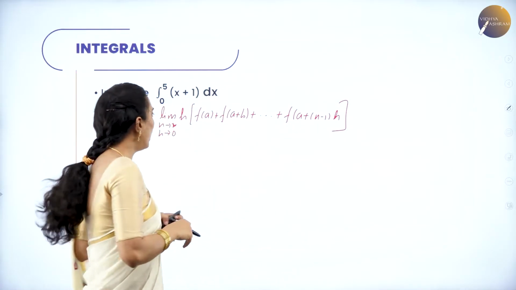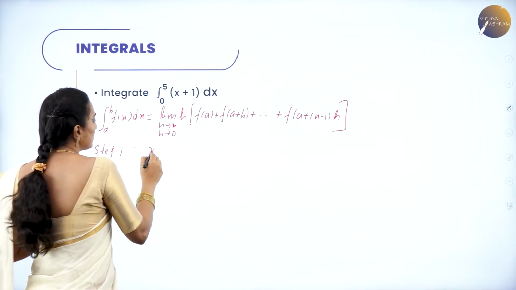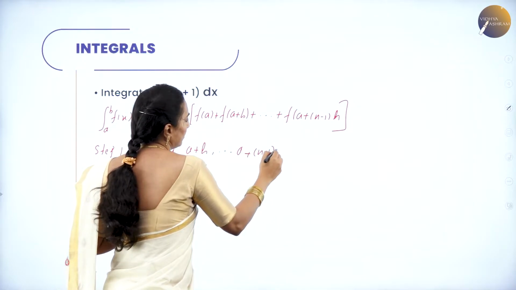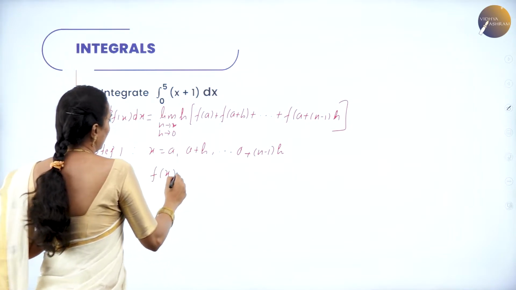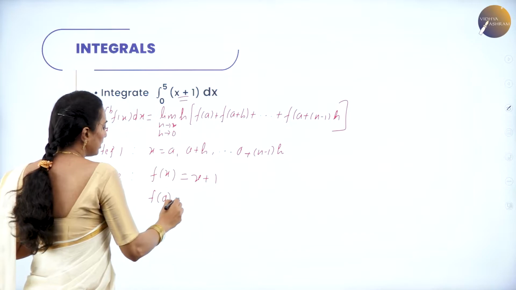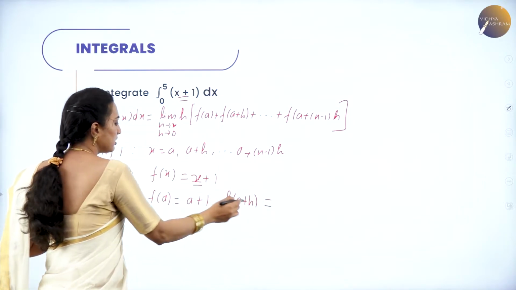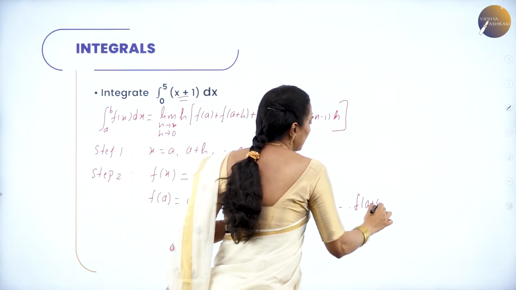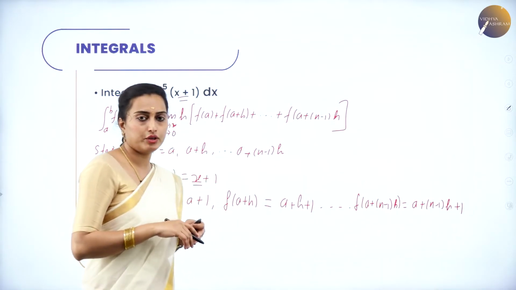Okay. Now, let me write step 1. Step 1 is nothing but put x equals a, a plus h, etc., a plus (n minus 1) into h, right? Now, the second step is nothing but what? Step 2, substituting the value in f of x. So, f of x, they have given it as x plus 1. Now, substituting the value, f of a is nothing but a plus 1. Similarly, f of a plus h is nothing but, wherever x is there, a plus h, so a plus h plus 1. Similarly, f of a plus (n minus 1) into h is nothing but a plus (n minus 1) into h plus 1. Okay, I hope you understood that.